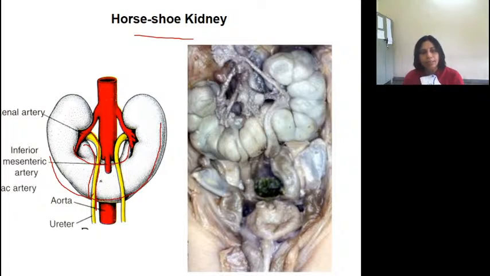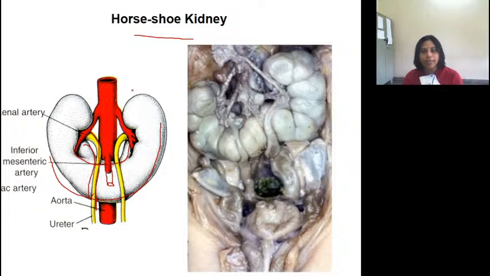See, these horseshoe kidneys will be at a lower level compared to the normal position, because there is an isthmus connecting both the kidneys in the midline. So this will not move further up because of the inferior mesenteric artery. This is the inferior mesenteric artery. So this inferior mesenteric artery prevents this horseshoe kidney from moving further up.